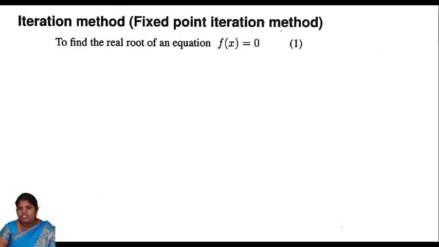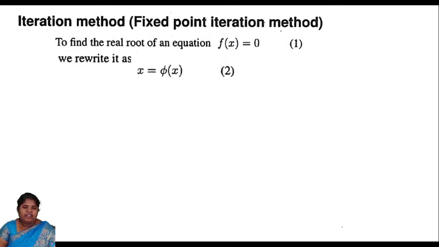So next we are going to see the iteration method, or fixed point iteration method. That is, we will be given an algebraic equation, and we are going to find the root of the equation by the method of iteration. Now, to find the real root of the equation f of x equal to 0, we rewrite it as x is equal to phi of x. So some algebraic or transcendental equation will be given. We have to rewrite it in terms of x equal to phi of x. This is the first step.